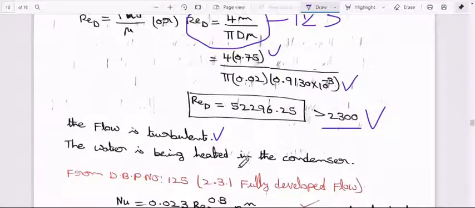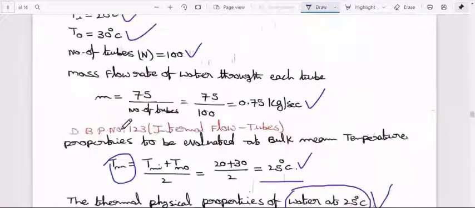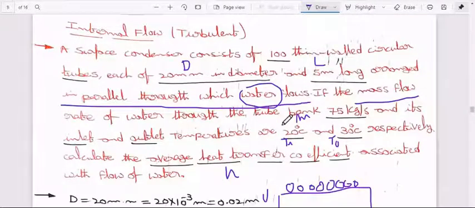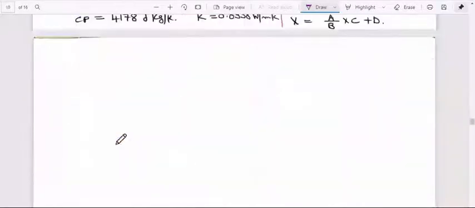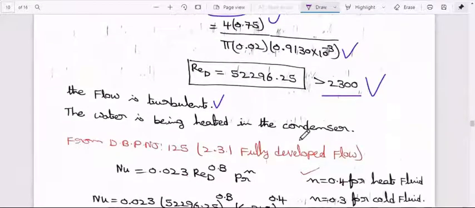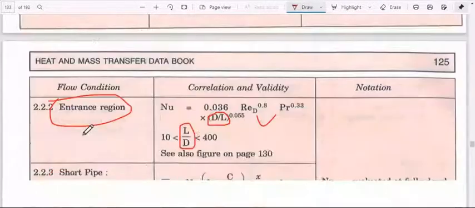So here the water is being heated in a condenser. The flow rate of water through the tube is 0.75. The inlet temperature is 20 and the outlet temperature is 30. So the water temperature gradually increases from inlet to outlet temperature. That's why I'm considering the water is being heated in a condenser. Here the flow is fully developed.